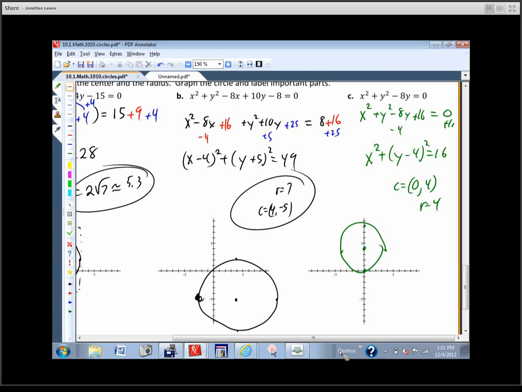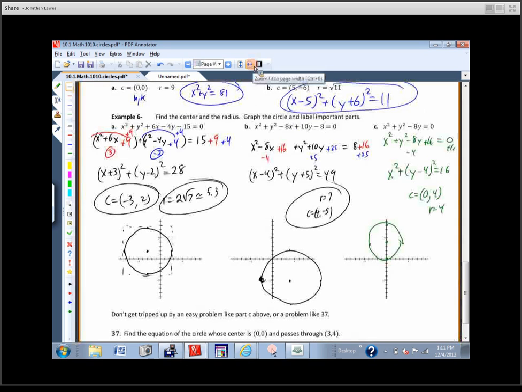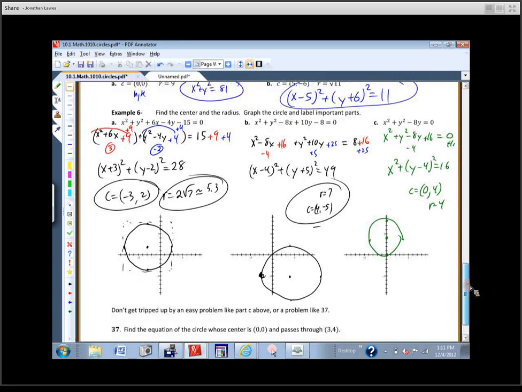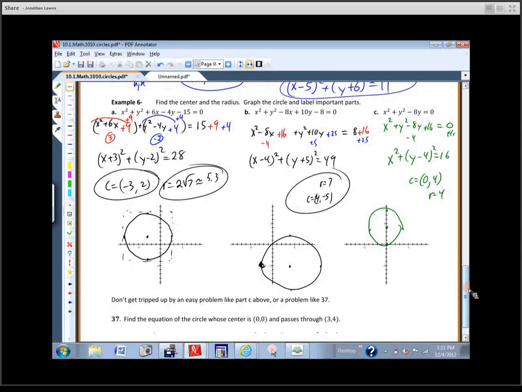Okay, look at the last problem. Any questions? Sure? Okay, let's take a look at problem number 37.